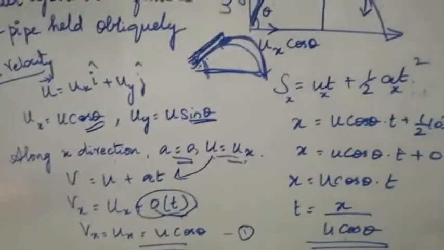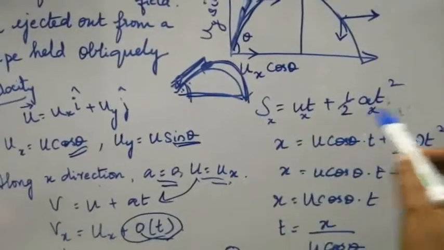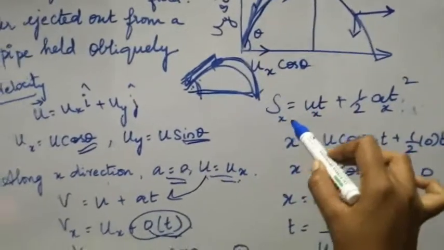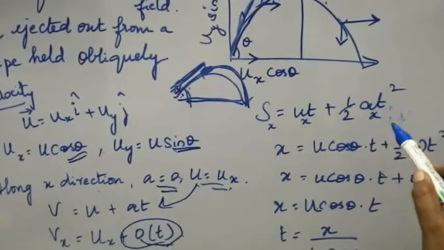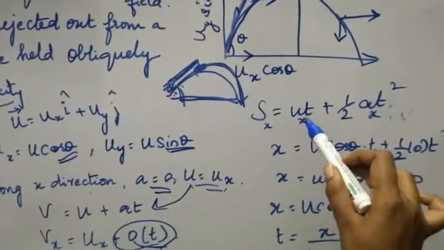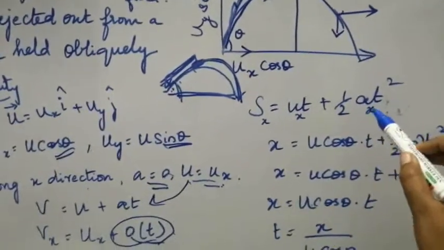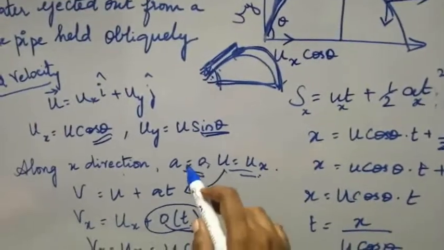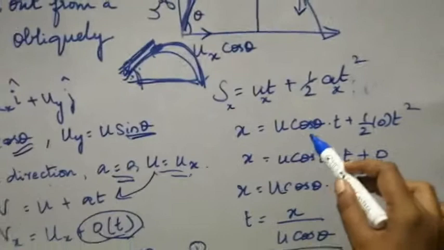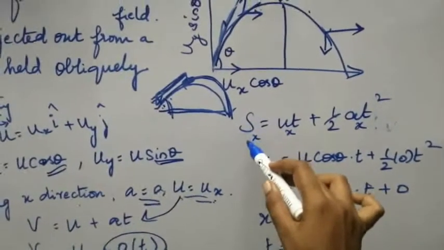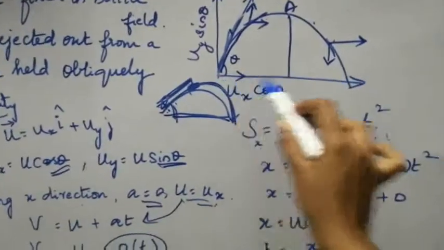Then we'll move on to the next equation, again for the x direction. The displacement sx is equal to ut plus half at square. As it is along x, you write ux into t plus half ax into t square. We know a along x is 0, and ux is u cos theta. So substitute that here. And sx is the displacement along the x direction. Displacement along the x direction is simply x.